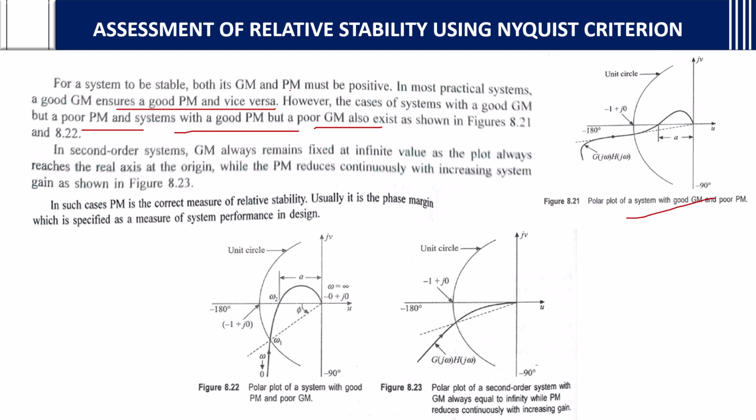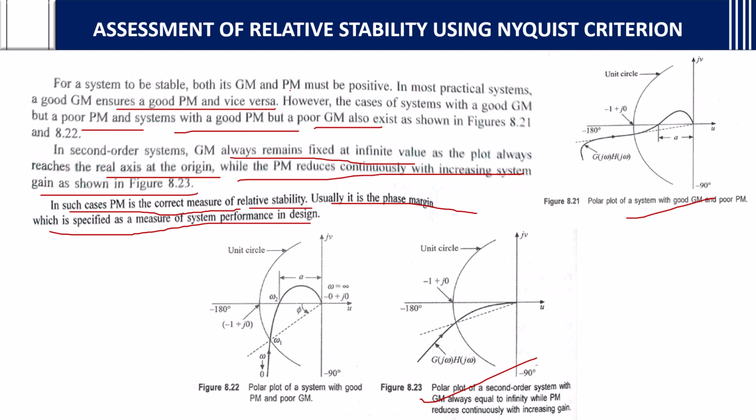In second order systems, GM always remains fixed at infinite value, as the plot always reaches the real axis at the origin. So while the PM reduces continuously with increasing system gain, as shown in 8.23, in such cases PM is the correct measure of relative stability. Usually, it is the phase margin which is specified as a measure of system performance in design.